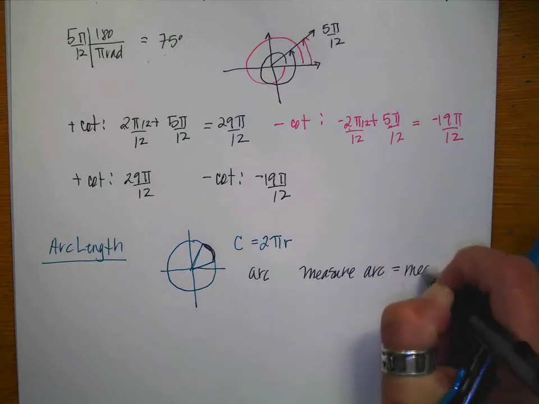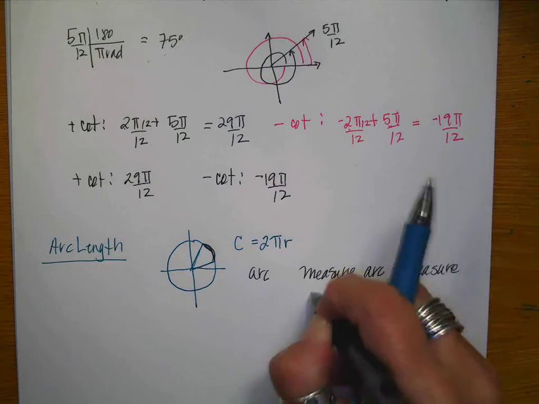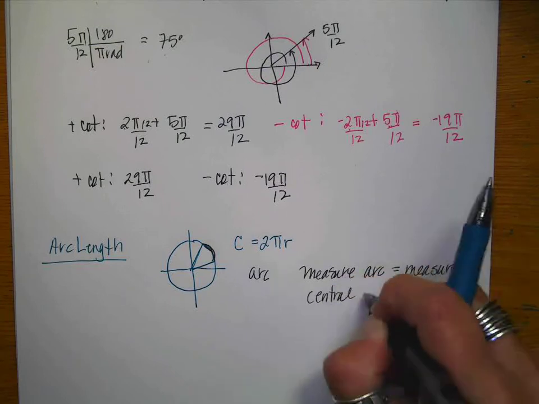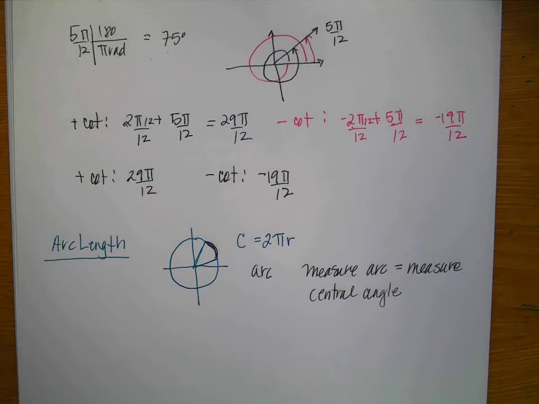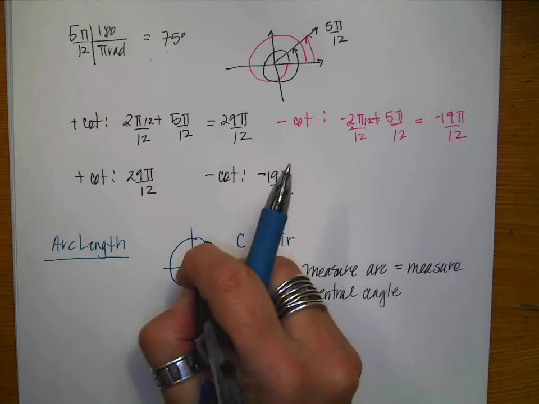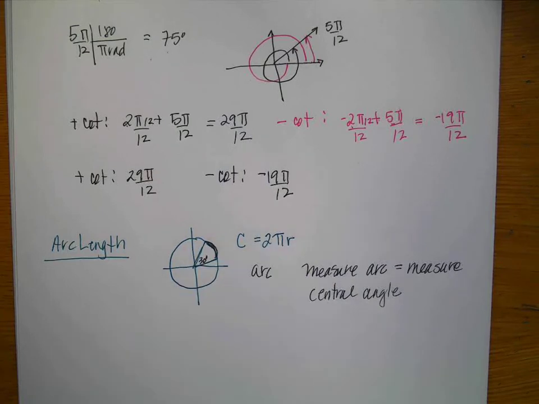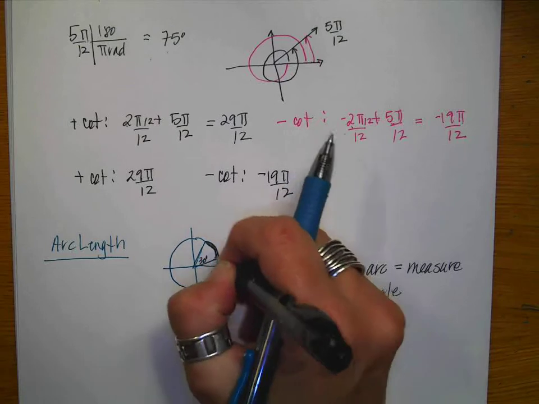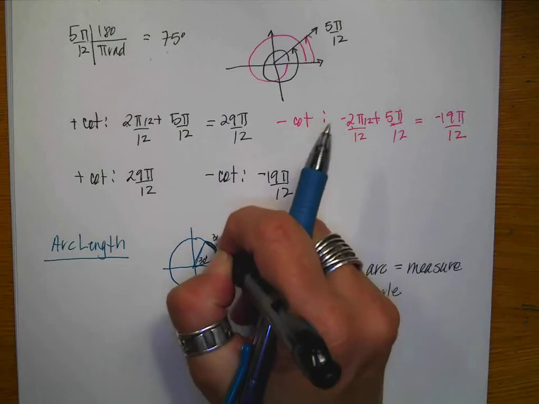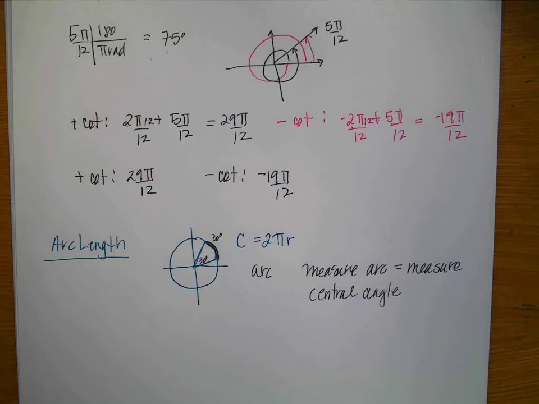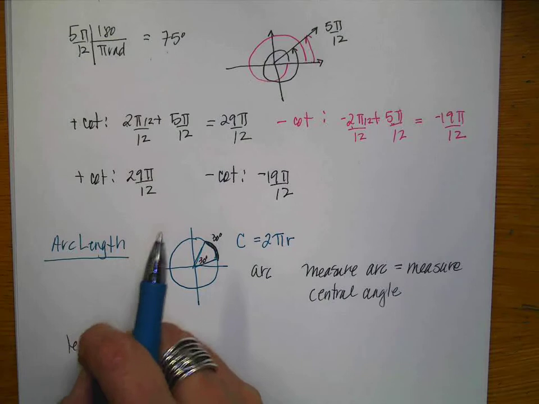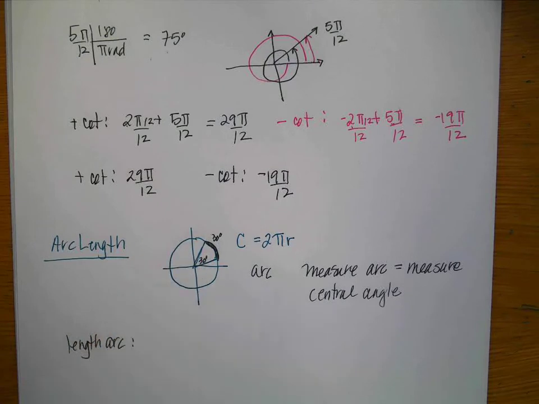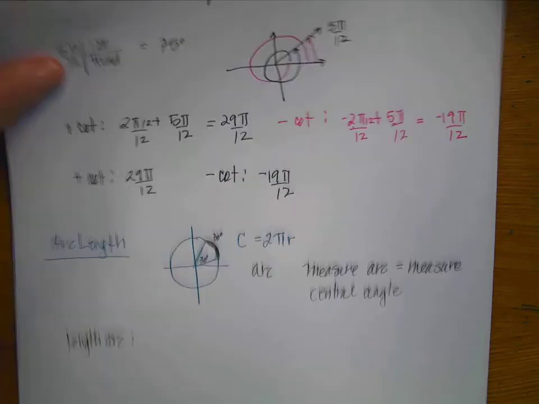And the measure of the arc is equal to the measure of the central angle. So you learned this in geometry. Okay, and my black pen is about to die. So the central angle is this one. So let's say this is a 30-degree angle, then that means that the length or the measure of that arc is also 30 degrees. But sometimes we want to talk about the length of an arc.